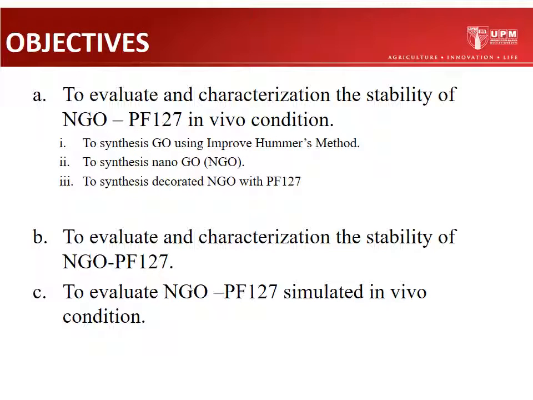Next, moving to the objectives. The objectives are divided into 3 main objectives. The first objective is to evaluate and characterize the stability of NGO-PF127 in in vivo condition. For this, there are 3 sub-objectives. The first is to synthesize GO using the improved Hummers' method, synthesize nano GO, and synthesize NGO decorated with PF127. Next, to evaluate and characterize the stability of NGO-PF127, and the last is to evaluate NGO-PF127 in simulated in vivo condition.